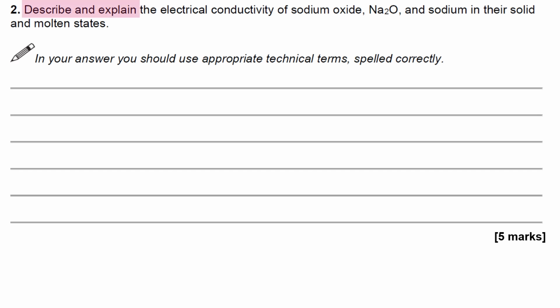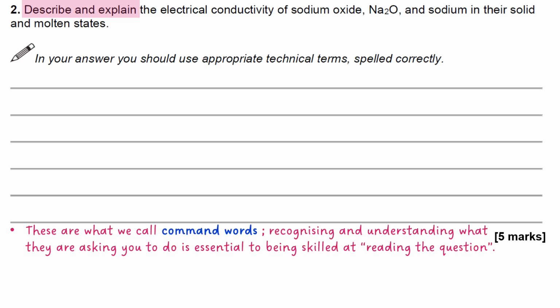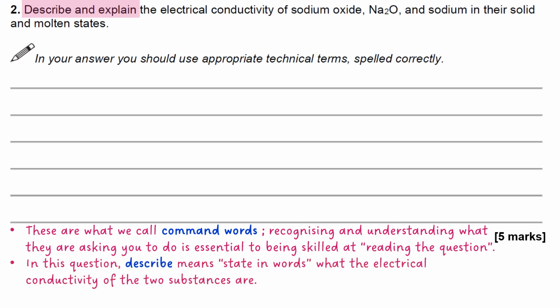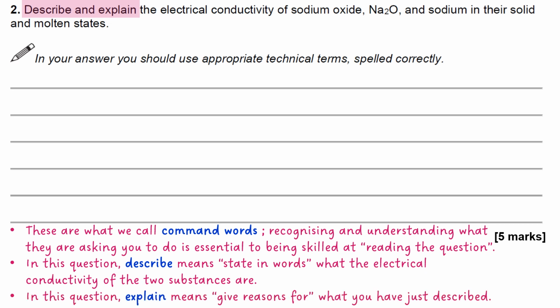So describe and explain is basically two different command words. Recognizing and understanding what they mean and what they're asking you to do is an essential part of being skilled at reading the question. Once you're good at reading a question, then you'll know what to put down for its answer. In this particular question, describe means state in words what the electrical conductivity of the two substances are. And explain means give reasons for what you've just described.